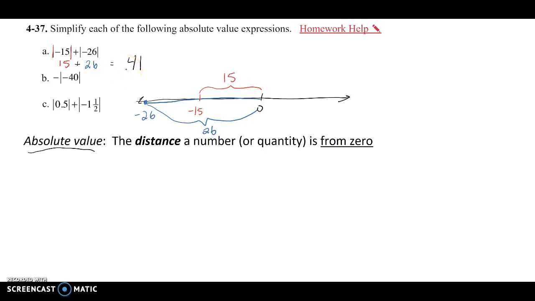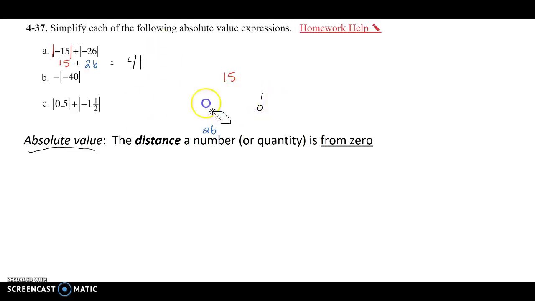All right, students are saying that the absolute value of a number can't be negative. You are correct that the absolute value, the distance that something is from 0, cannot be negative, right? The distance that negative 15 is away from 0 is positive. The distance that negative 26 is from 0 is positive 26. It's 26 units away.